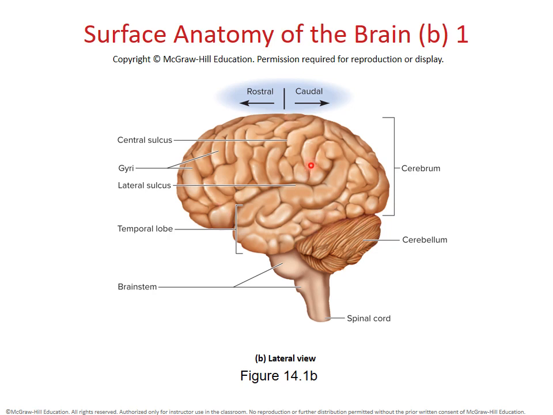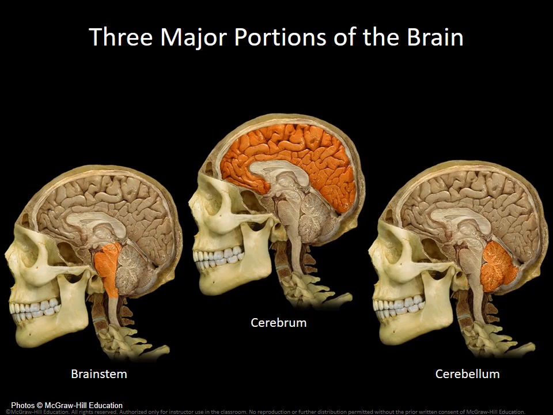If we changed view and looked at this brain from the top, we'd also notice that the cerebrum is broken up into two hemispheres, two halves, what we call cerebral hemispheres. The fissure that splits the cerebrum into two hemispheres is called the longitudinal fissure. So you have a lateral fissure on the side and then a longitudinal fissure down front and center. And here again we see the three major portions of the brain that we talked about: the cerebrum, the cerebellum, and the stalk-like brainstem.